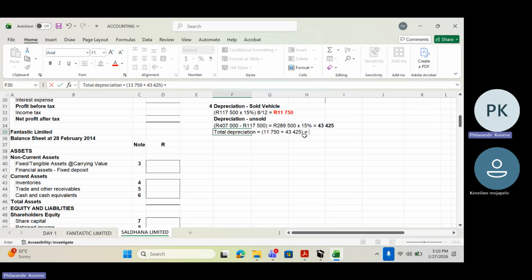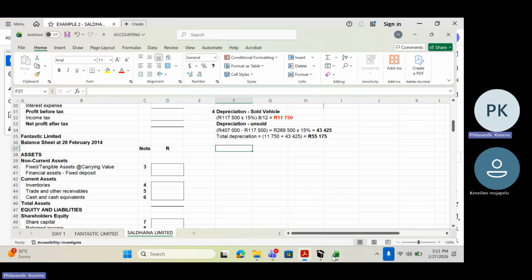Okay, we're adding the two amounts. How much are we getting for our total depreciation? 55,175. Yes, exactly. So which means now we are sorted. We do have depreciation for vehicles. Now we can go to the equipment.